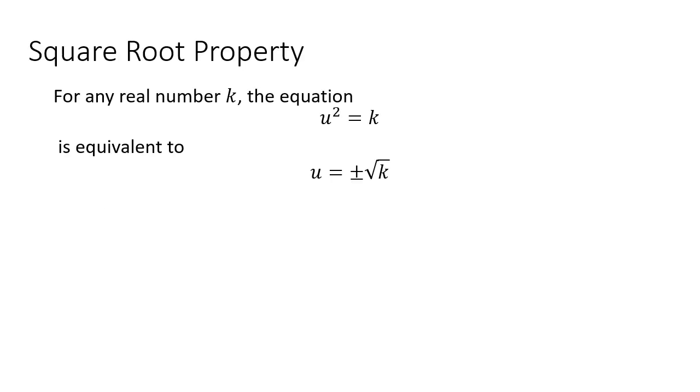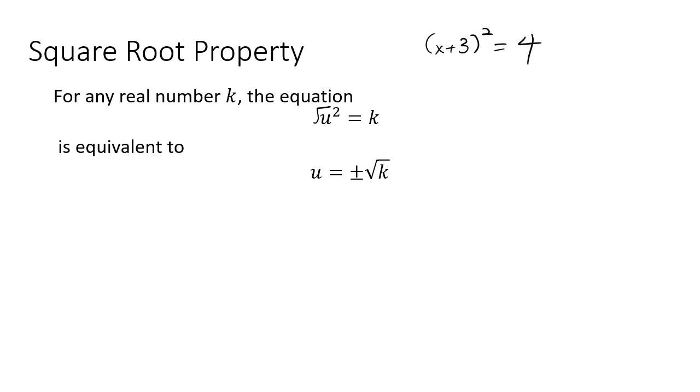So next up, let's talk about the square root property. The square root property says that for any real number k, if you have an equation of the form u squared is equal to k, and I wrote it as u because it could be some entire expression squared, so something like x plus 3 quantity squared is equal to 4, then this is equivalent to u is equal to plus or minus the square root of k.